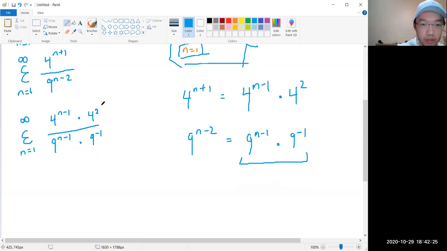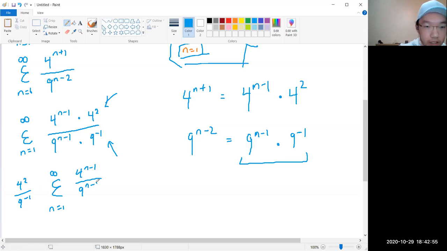Notice how 4 squared and 9 to the negative 1 power, those are just constants, right? And if you have constants, you can just bring those out of the summation. So let me bring it out. This is 4 squared 9 to negative 1, summation of n equals 1 to infinity of 4 to the n minus 1 over 9 to the n minus 1. Okay, great.